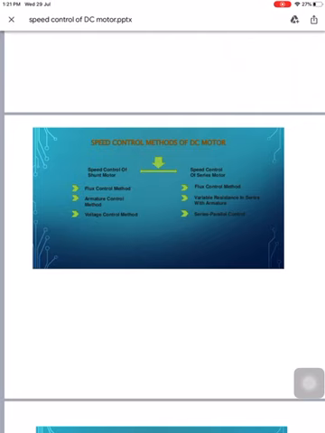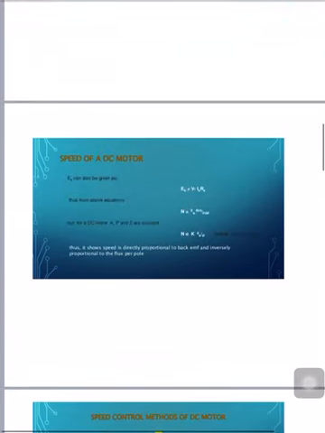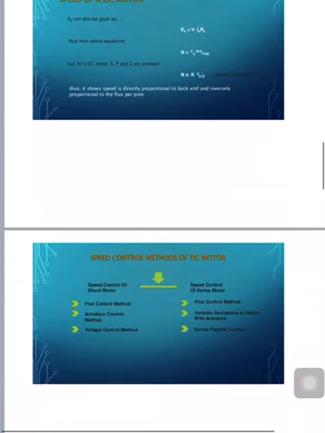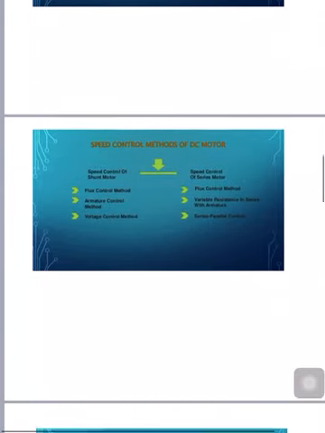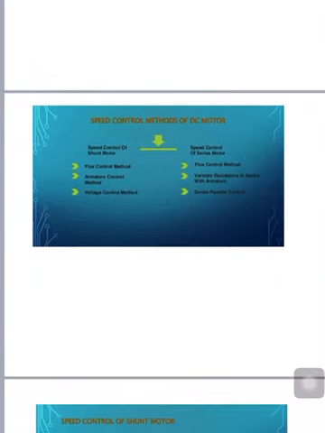Okay, so this is about how the speed control is achieved. We already came to know the expressions for the variables on which the speed depends: EB and phi both depend upon the speed. Now let us see the speed control methods.